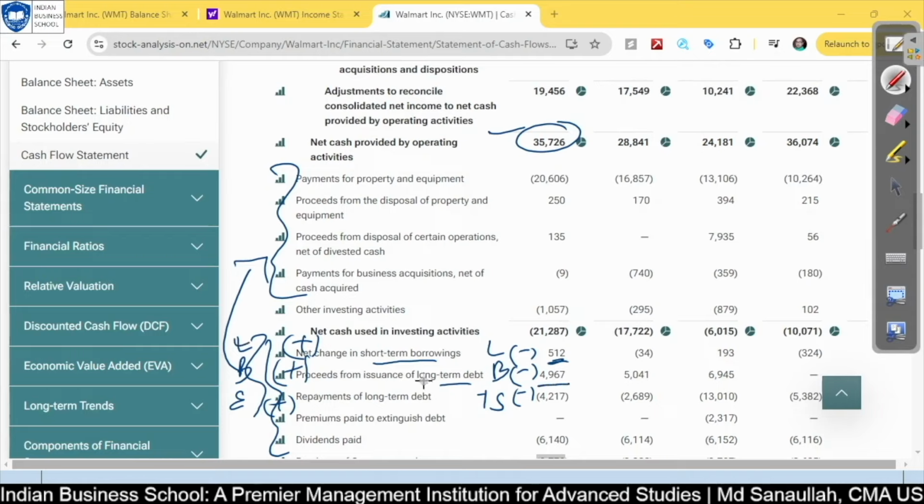So they have taken another debt, so that is why it is increasing. Repayment, you can see it will be in minus. Repayment of long-term debt: if they are repaying, it should be minus. It is minus, right? So like that, it is working.